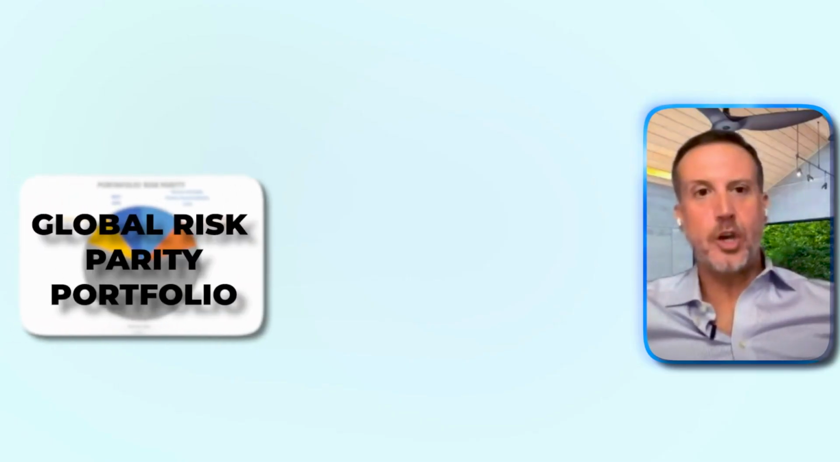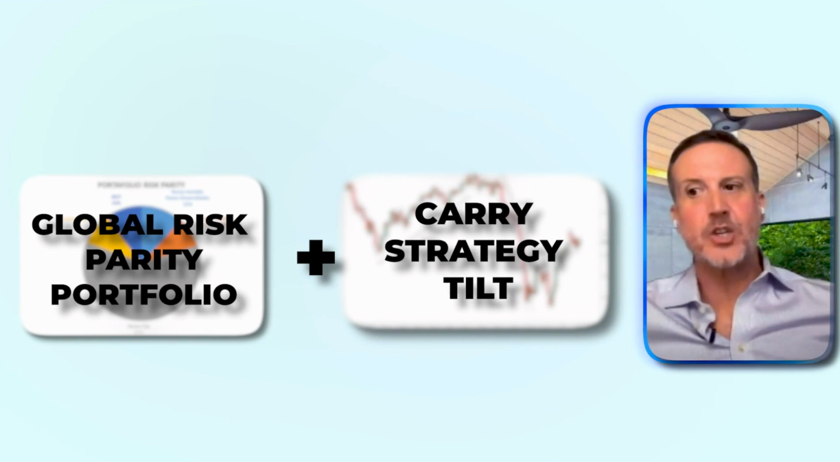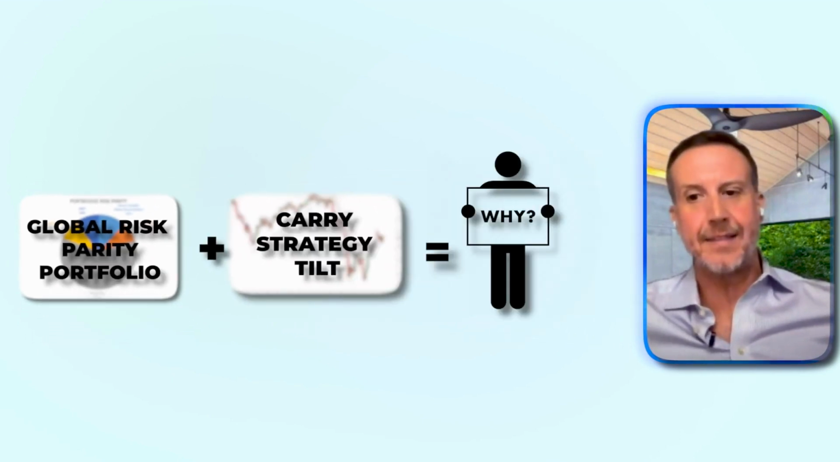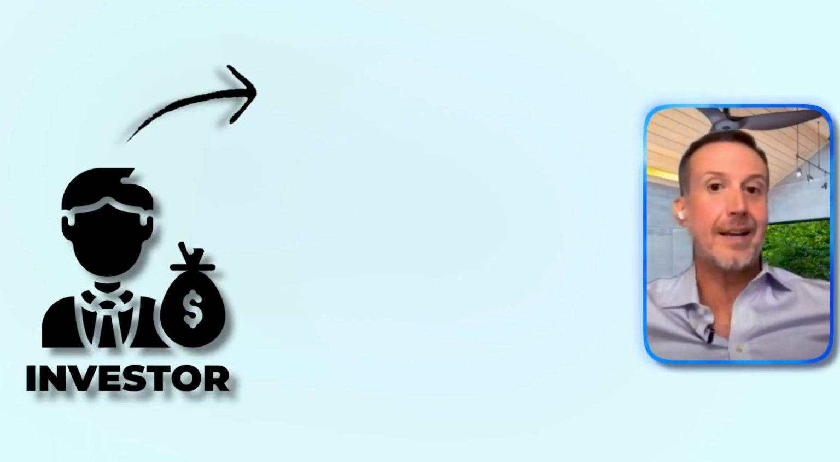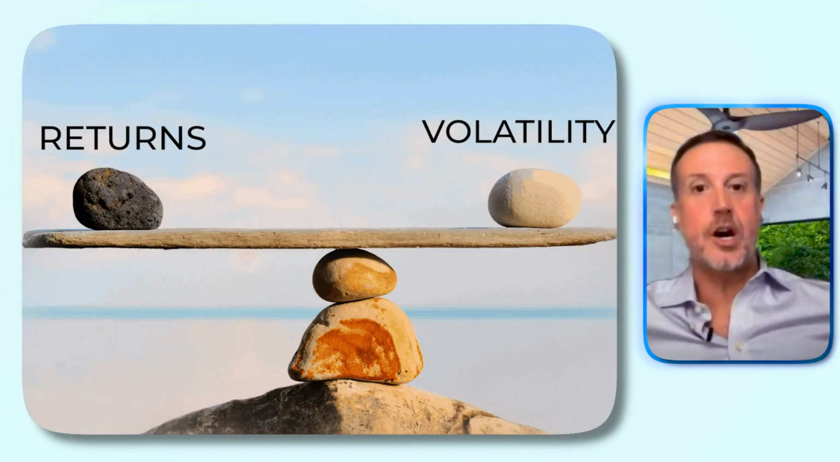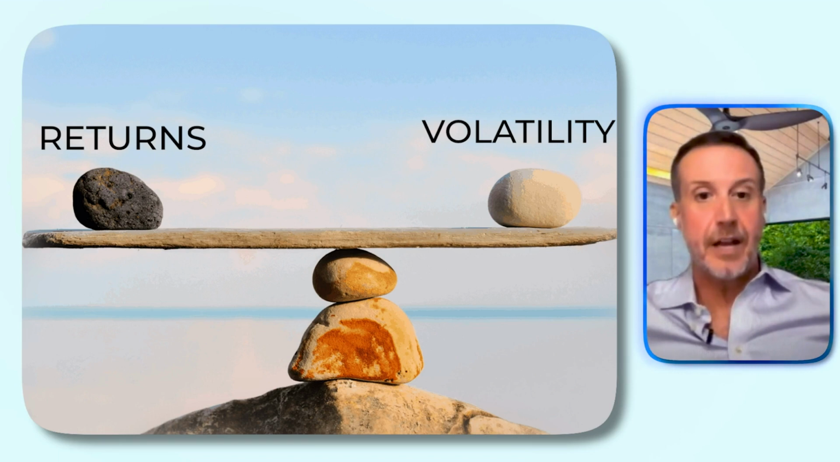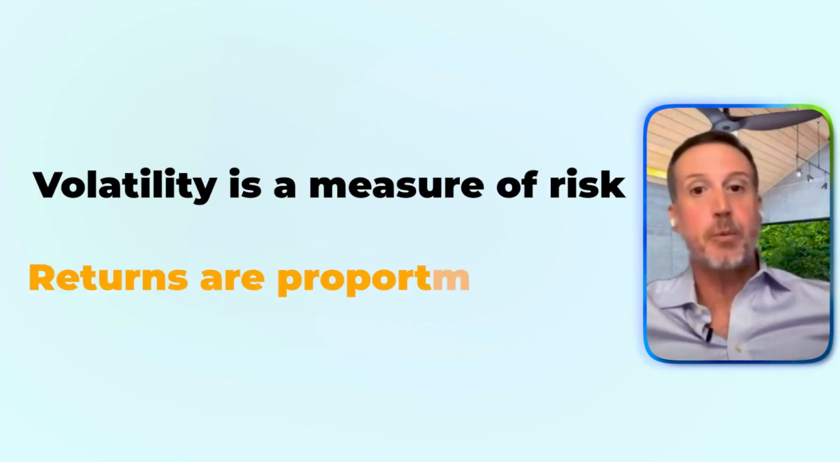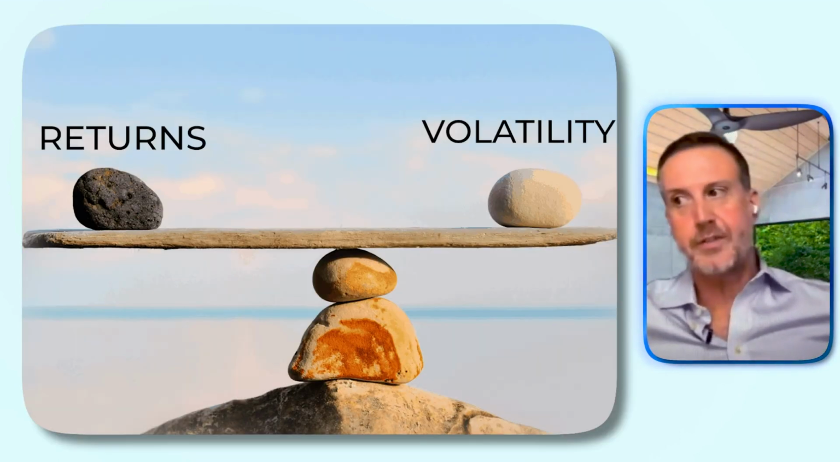We combine our global risk parity portfolio with a carry strategy tilt. And we're going to get into why that is. First of all, broad global asset classes are priced to deliver a return in excess of cash. Okay. Capitalism is operating appropriately. And so investors should expect to earn a premium for taking more risk. And it assumes that returns are in proportion to volatility. Volatility is a measure of risk. Returns are proportional to risk, and so returns are proportional to volatility.